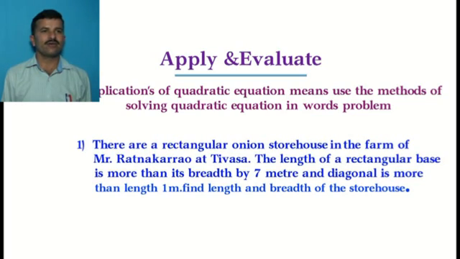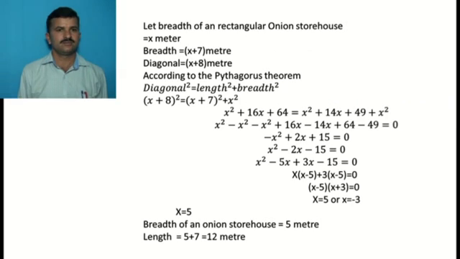There is a rectangular onion storehouse in the farm of Mr. Ratnakar Rao at Tivsa. The length of the rectangular base is more than the breadth by 7 meters and the diagonal is more than the length by 1 meter. Find the length and breadth of the storehouse. Now you can solve this example by using only one alphabet. Now I can use one alphabet, that is x.